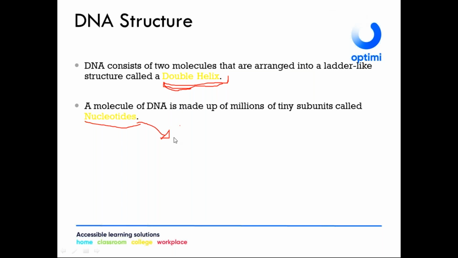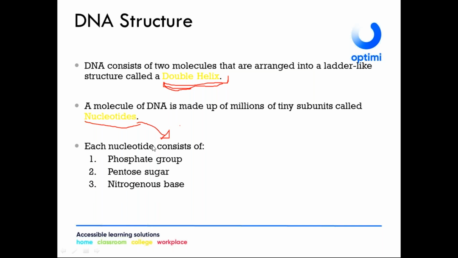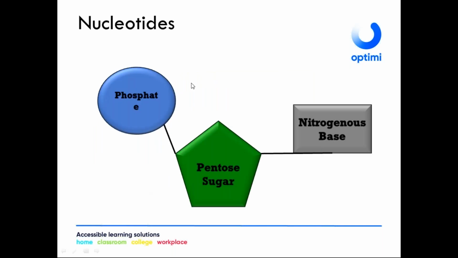So each nucleotide, the building block of DNA, consists of a phosphate group, a pentose sugar, and a nitrogenous base. Pentose just means that it's a sugar that contains 5 carbons. So each nucleotide consists of a phosphate group, a pentose sugar, and a nitrogenous base. This is what a nucleotide looks like. Each nucleotide has a nitrogenous base. It's got a pentose sugar. You can see it: 1, 2, 3, 4, 5. Remember, pent means 5, and it's got a phosphate.